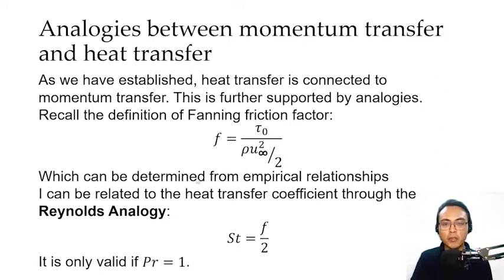Now, we can determine the value of the friction factor using several correlations found in our handbook. It depends on whether the pipe is smooth or rough. If it is rough, you can use the Churchill equation. If it is smooth, you can use the Blasius equation.